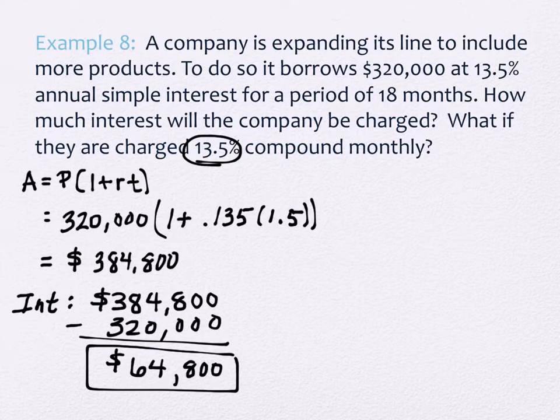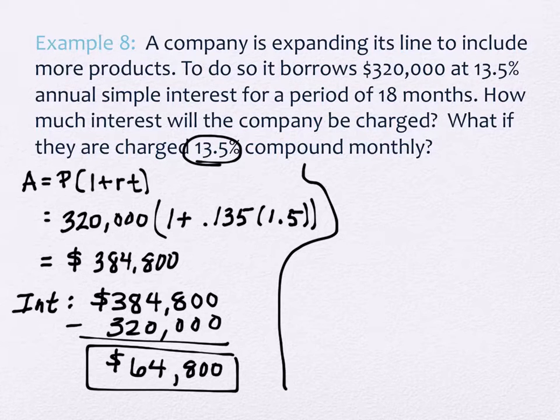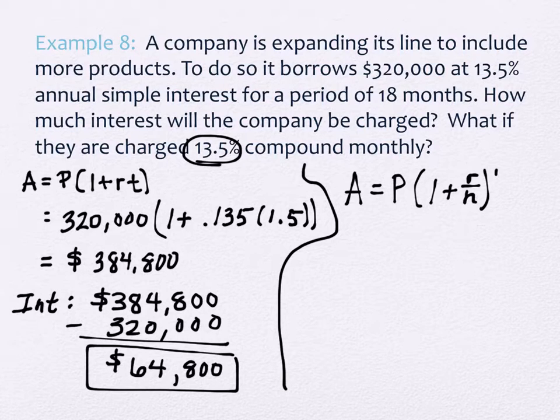Now, the second question said, what if they are charged this 13.5%, but it's compounded monthly instead of simple interest, right? So if it says it's compounded monthly, it means I need to use the compound interest formula, right? There's a key word in there. Be careful for it. So compounded monthly means that I'm using the one that says A equals P times 1 plus R over N to the NT.